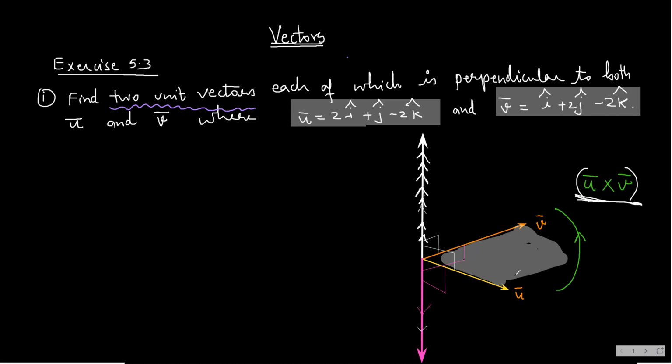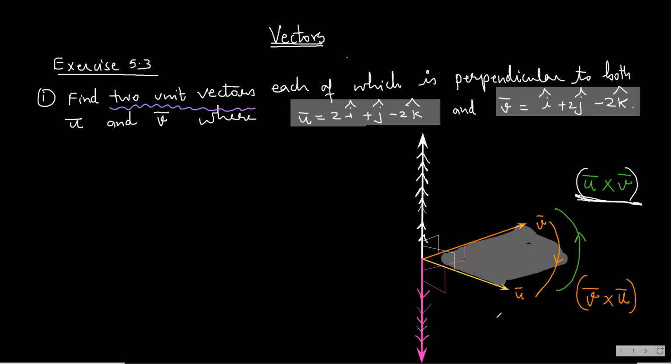Next, if you find V bar cross U bar, if you go this way, then you will get the vector in the direction of the pink vector. You see this vector, you will get it down.